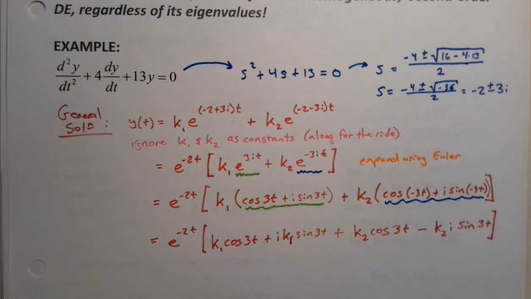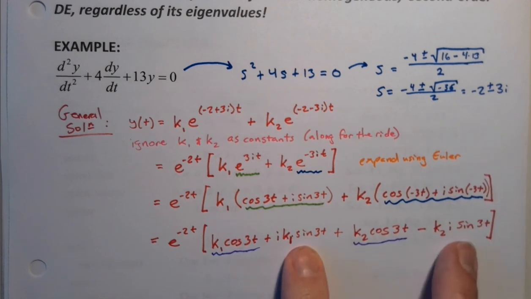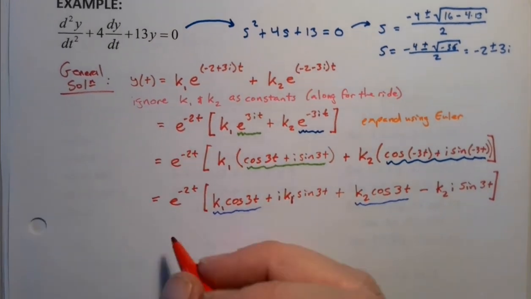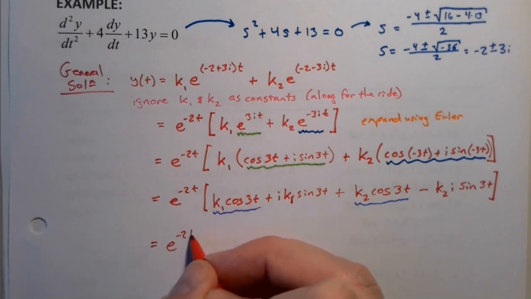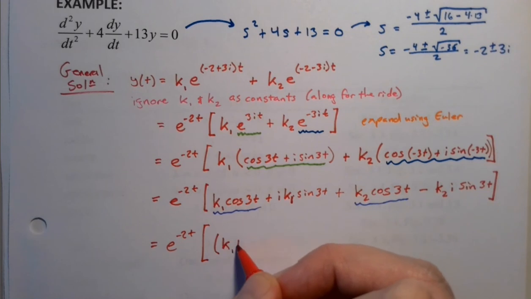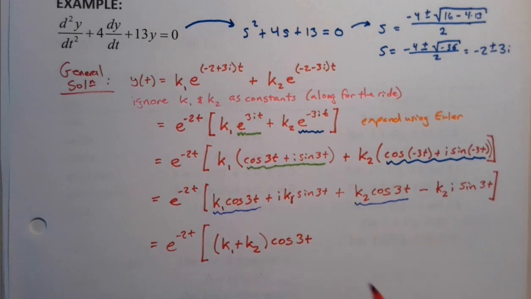And so underneath, let's see if I can identify the fact that I have two terms that are completely real and two terms that are completely imaginary, right? Because they have the I in front of them. So I'm going to group those together inside my brackets here. So I'm going to scoot this up so I can keep showing on the screen. E to the minus 2t. Inside the brackets, I'm going to group my real terms together. So it's going to be k1 plus k2 times cosine of 3t.